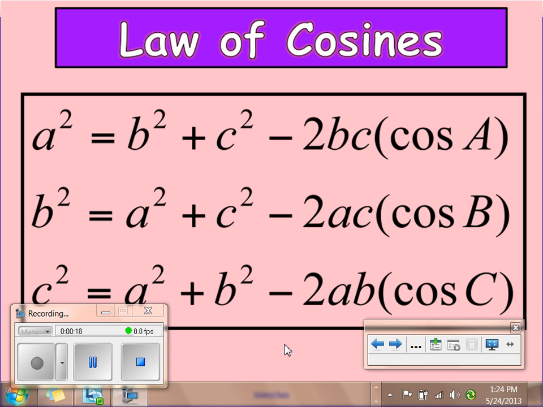So for instance, if you have angle A given to you in the problem, you would use the first one here. If you don't have angle A, and let's say you have angle B, then you would use the second one. And of course, if you have angle C, then you would use the third one.